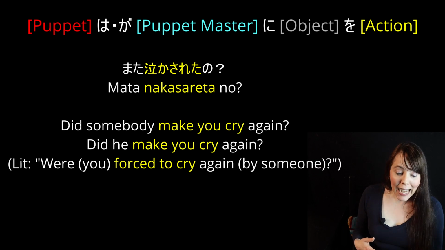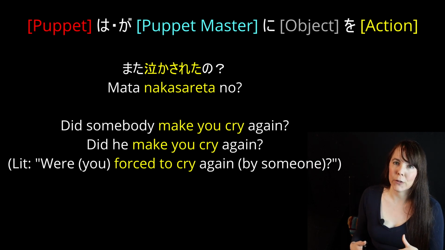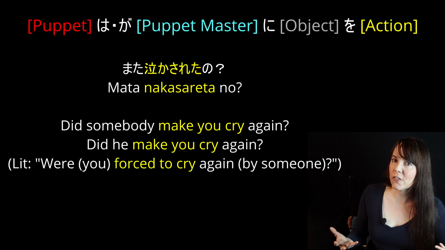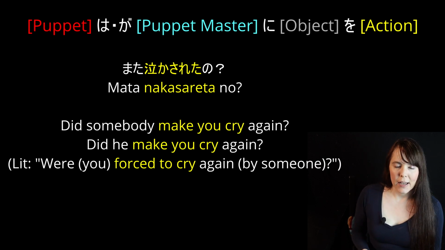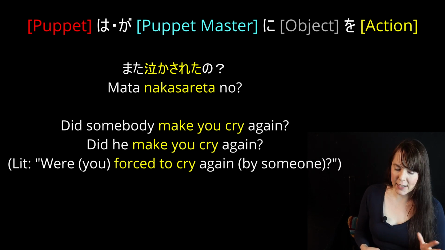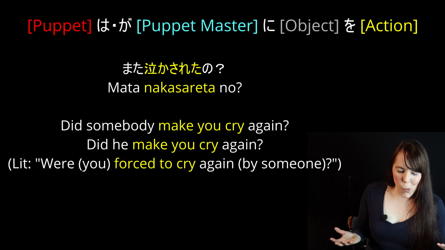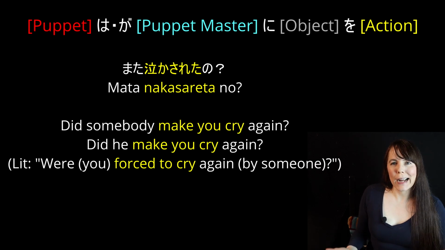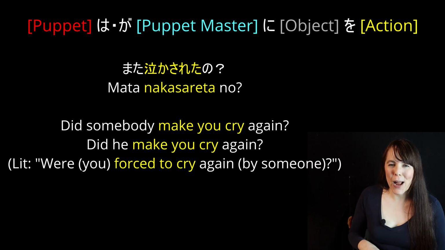She doesn't have to say kare ni mata nakasareta no. She doesn't have to name kare because she knows, and she's being a little tactful and vague like Japanese can be. And she doesn't even have to mention the puppet master. She can just say mata nakasareta no, like, did he make you cry again? And the he is implied. But literally, it's, were you forced to cry again by someone? And the you and the by someone parts are both implied.